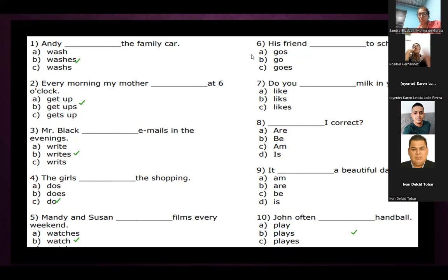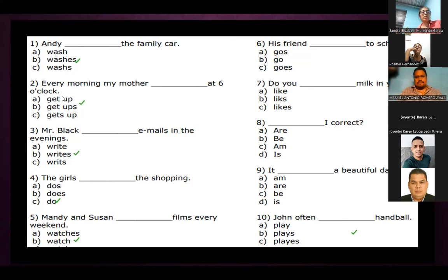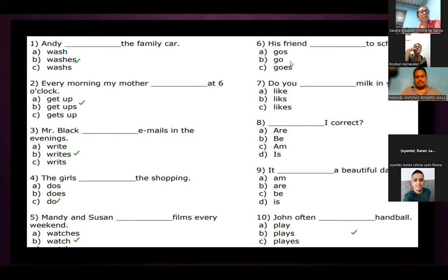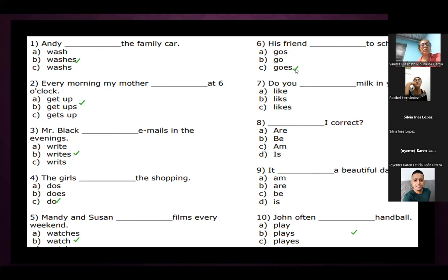Number six, his friend. So, letter B. His friend goes. Go. Yes. His friend goes to school. Exactly. Su amigo va. Okay. Do you like? Excellent. Because it's a question, right? Like. Number eight. Am I correct? Excellent. Number nine.